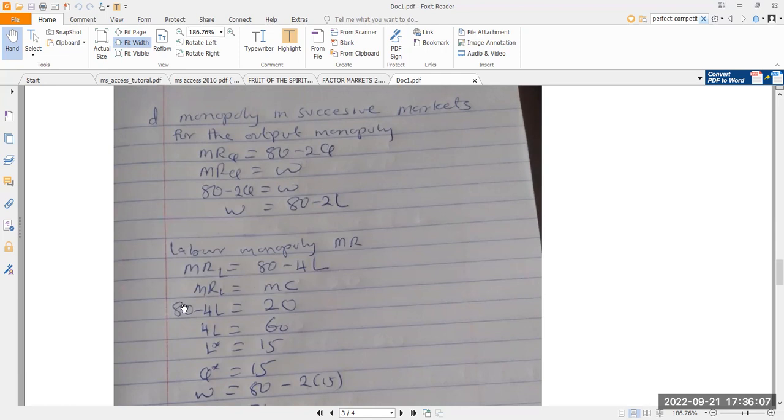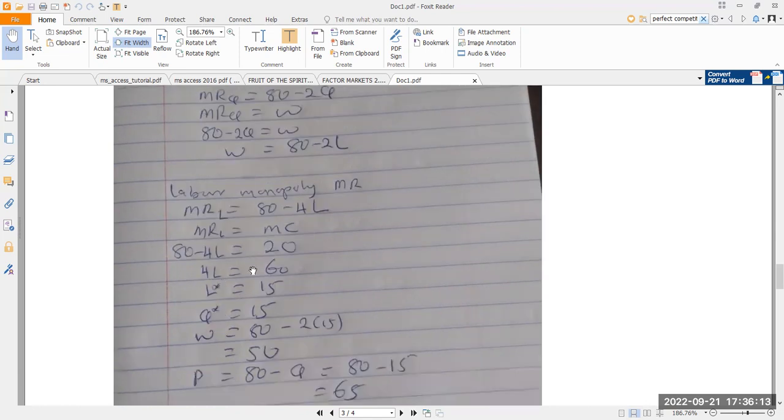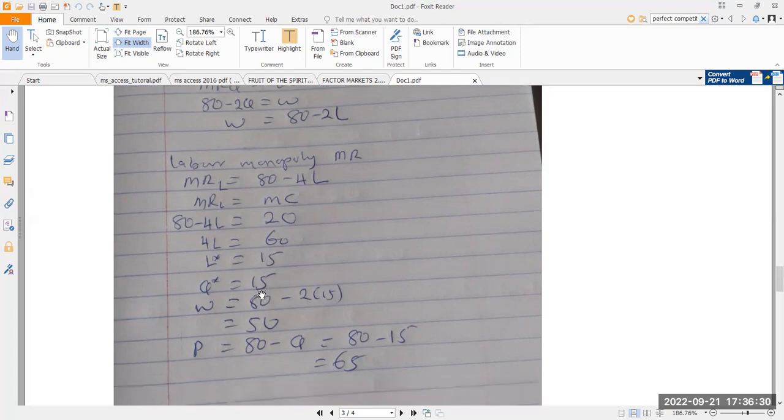So we have 80 minus 4L is equal to 20. So if 80 minus 4L is equal to 20, we can solve for L. We are getting L star to what? 15. K star to be 15. So because both markets have been monopolized, you look at the number of the units of labor that is being hired. Only 15. And as a result, they are producing only 15 units.